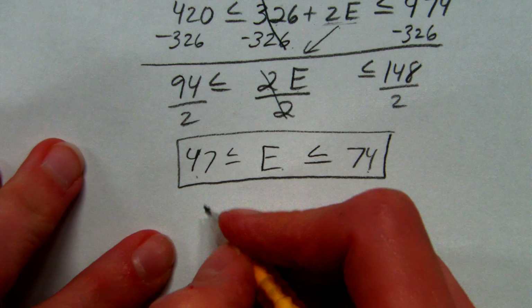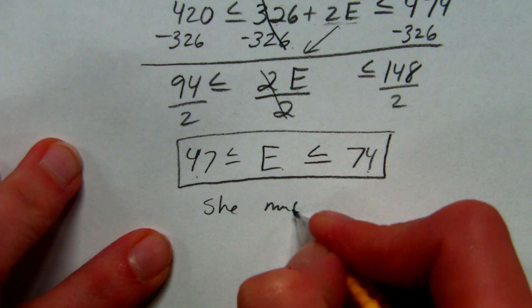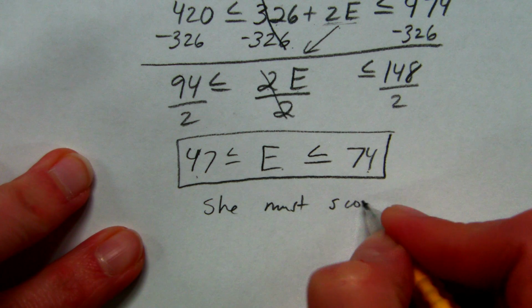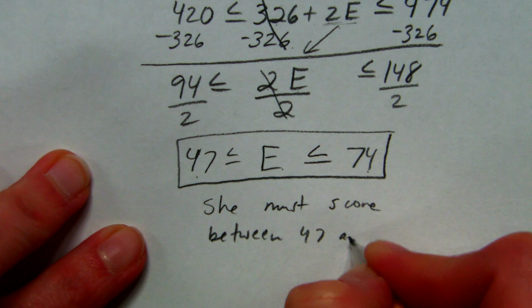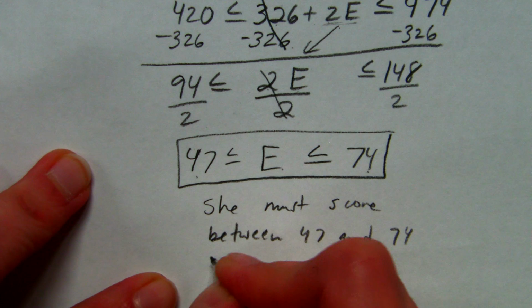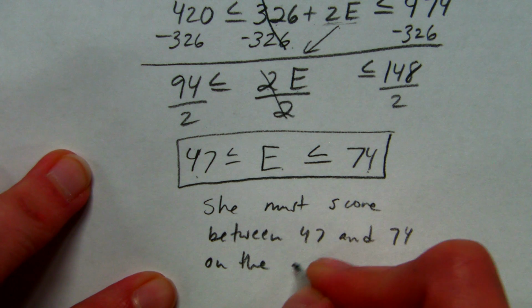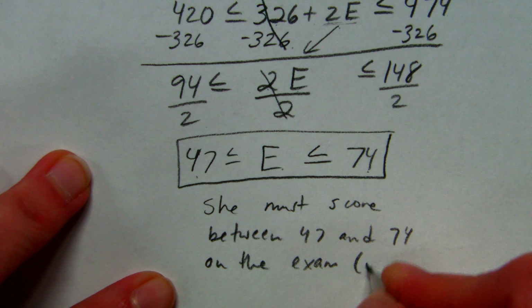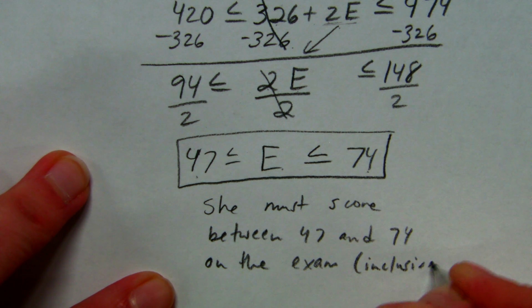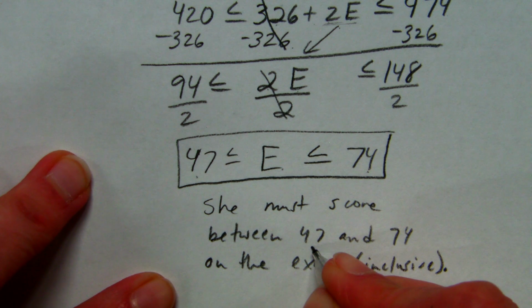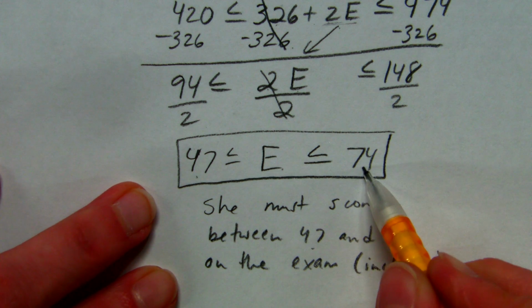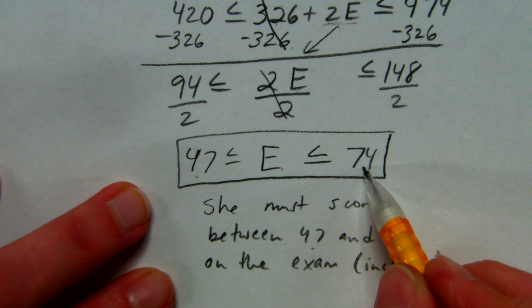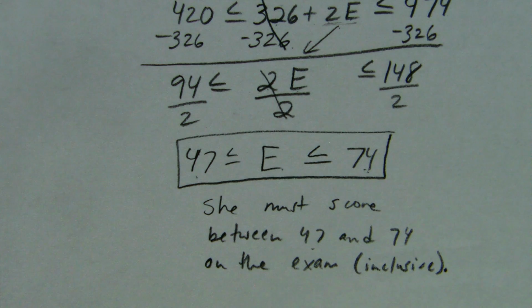And so we could say she must score between 47 and 74 on the exam. And we could put a little note that that's inclusive. It's okay if she gets a 47. She'll barely get a C. That would give her a 70. If she got a 74, that'll give her the highest C, which is a 79. So that just gives us that range.